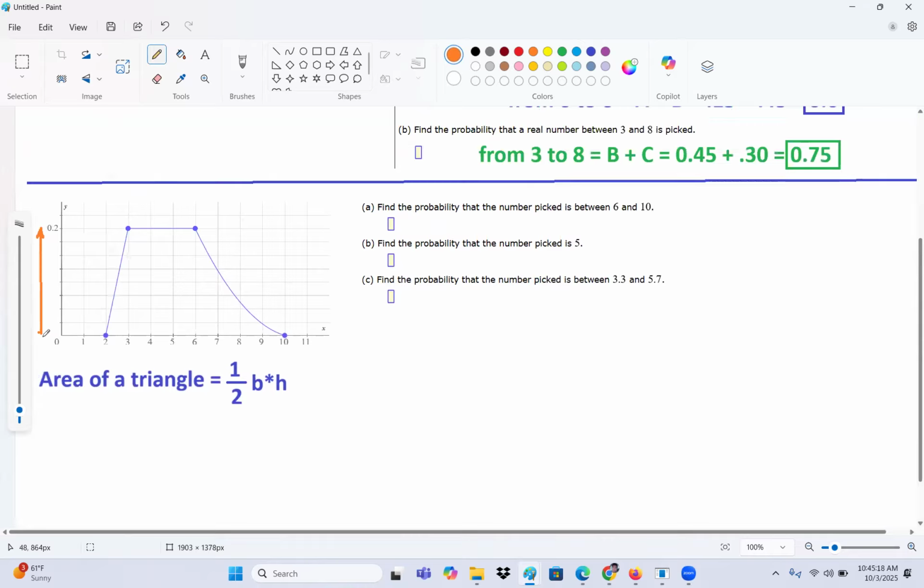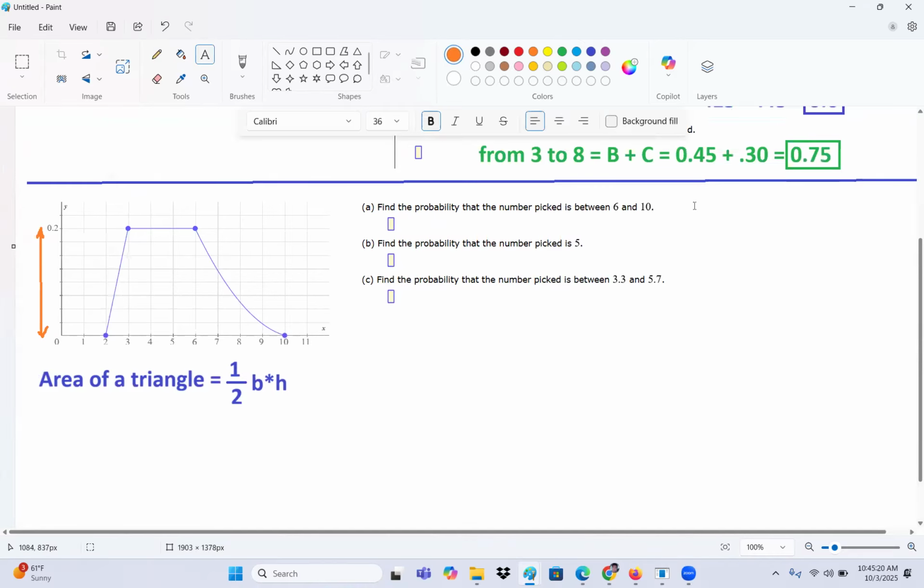Okay, so the height is equal to 0.2. Substitution is really not very common, only in a very specific scenario. Then the questions ask us to find the area between 6 and 10.